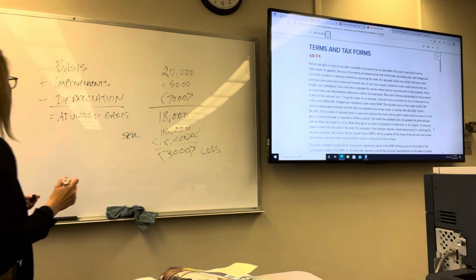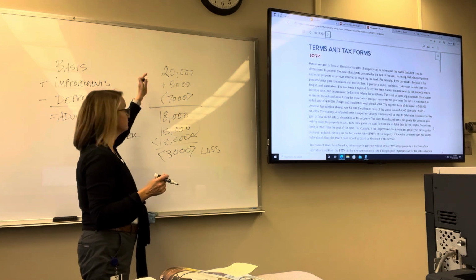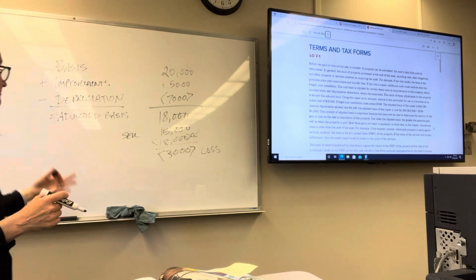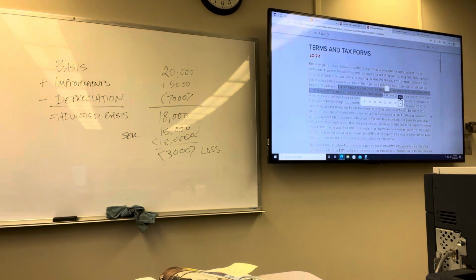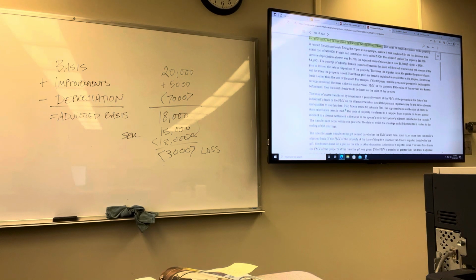Okay, so this is why we have to start with that basis, but then we increase it by improvements, decrease it by depreciation to arrive at our adjusted basis. Okay, which your book talks about here. Cost basis is adjusted for certain items such as improvements, which increase basis, and depreciation deductions, which decrease basis. Let's highlight them, shall we? And then they've given an example here.